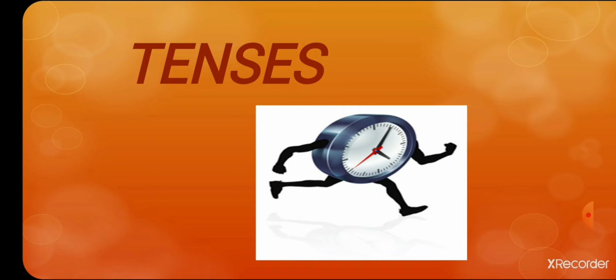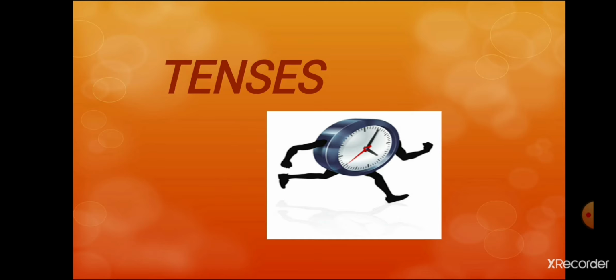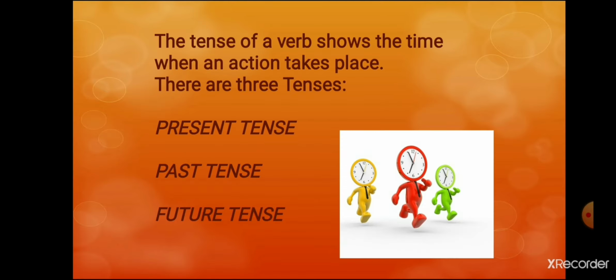Okay, the form of the verb used to show the time of the action or the state is called its tense. In another word, students, we can say that the tense of a verb shows the time when an action takes place. Okay, the tense of a verb shows the time when an action takes place.